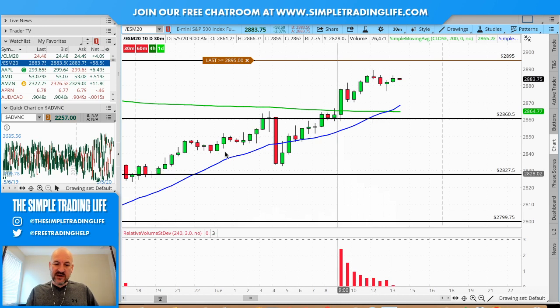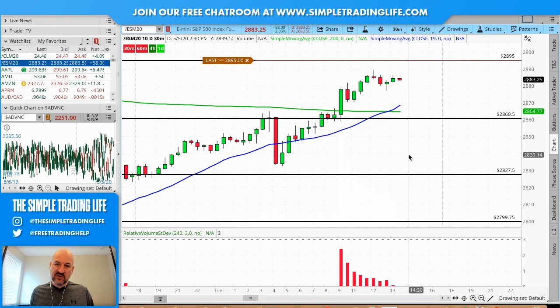On my screen, you'll see this blue line. That is the 20 simple moving average. This green line is the 200 simple moving average. Those are the only moving averages that I use. These black horizontal lines here and here and here and here are support and resistance lines. If we come across a name that doesn't have any or might need to be adjusted, I'll show everyone how to draw them in.